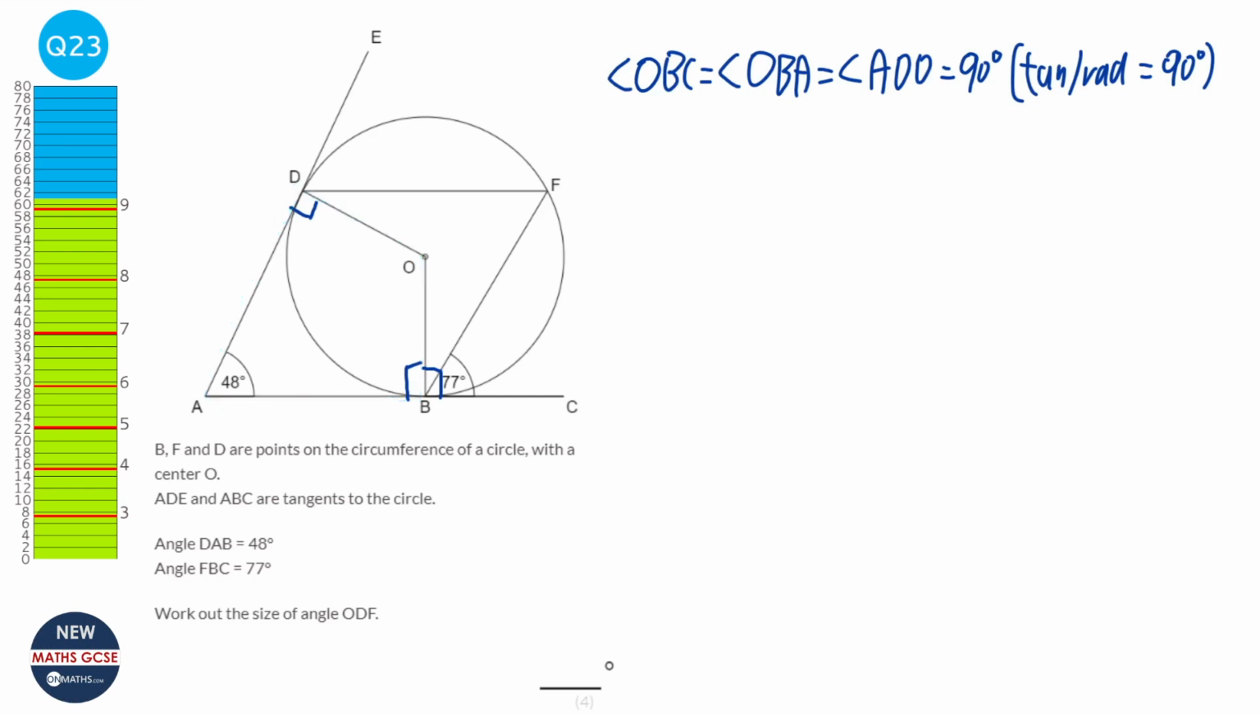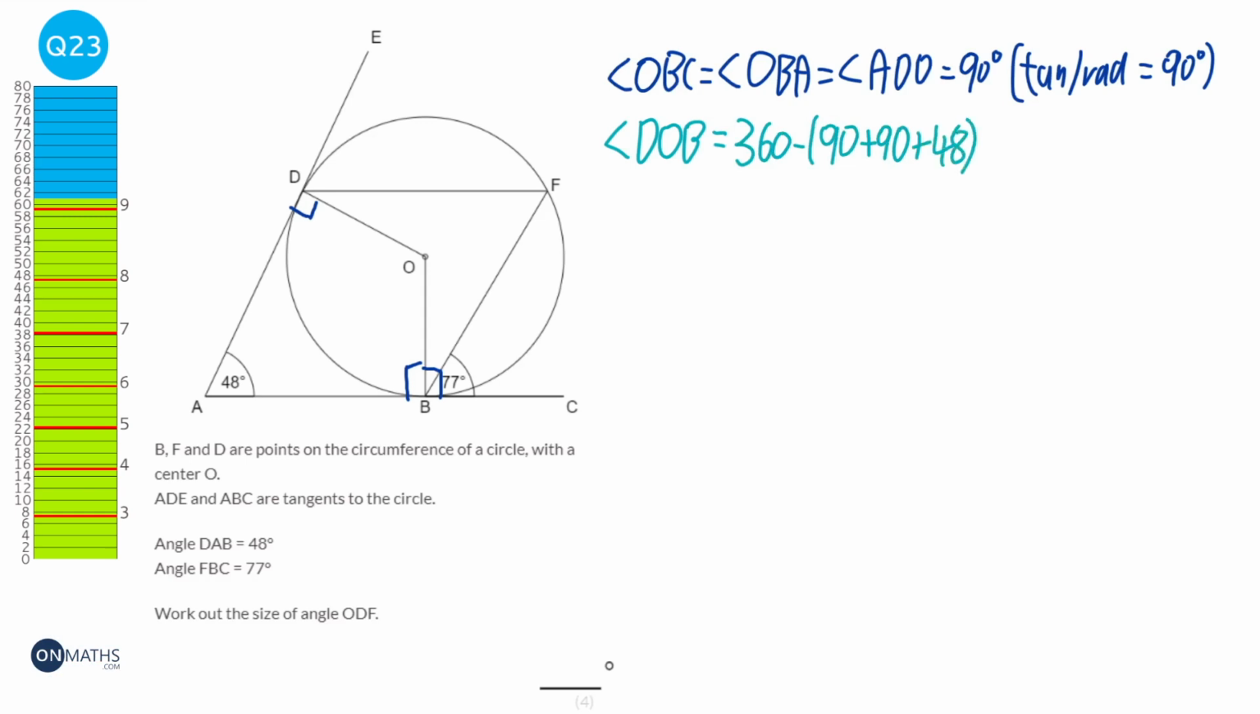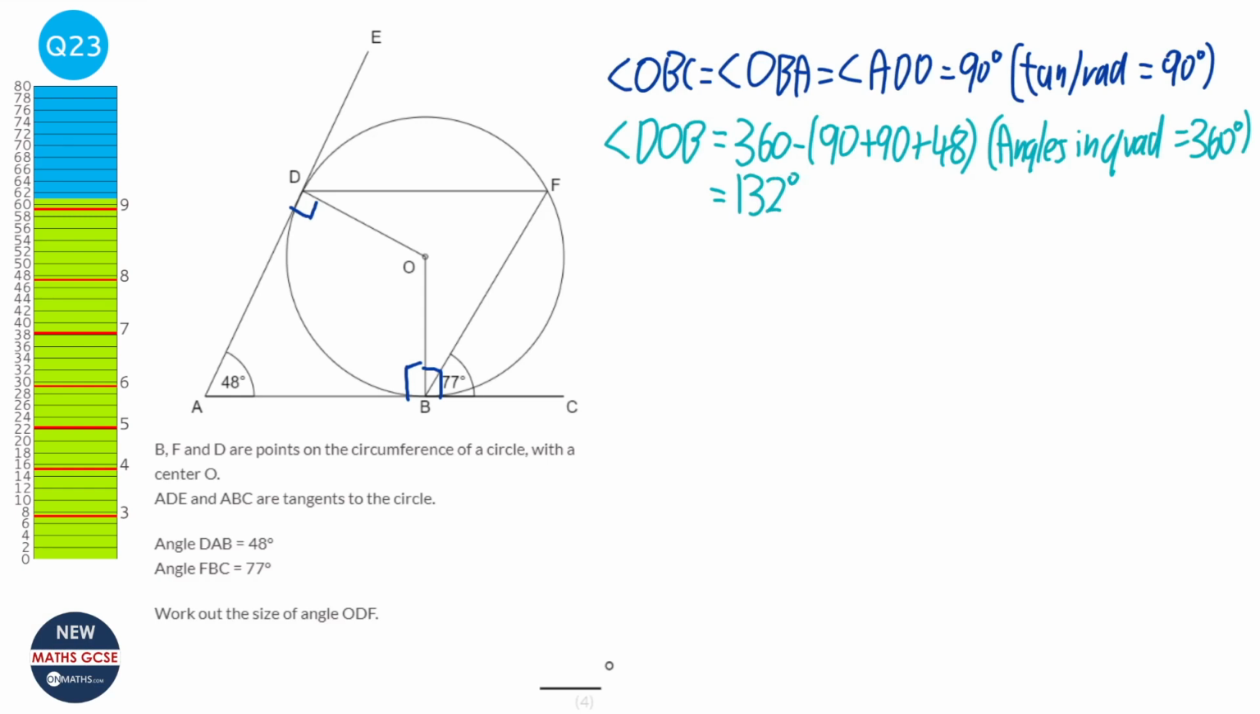And whenever we've got a quadrilateral and we've got 3 of the angles, we can work out the last one. So angle DOB is going to be 360 take away the angles that we know, so 90 plus 90 plus 48. And the reason for that is angles in a quadrilateral add up to 360 degrees. And so when you do 360, take away that, you get 132 degrees. So this is 132.